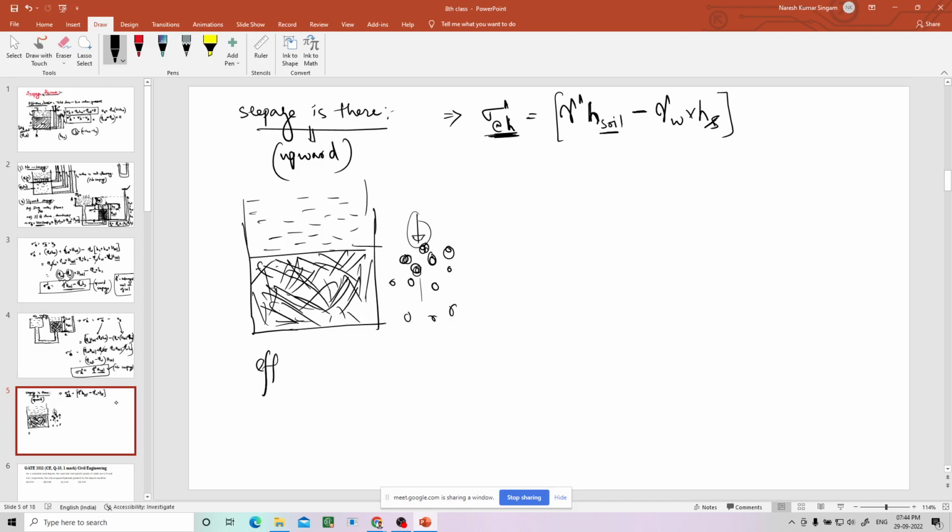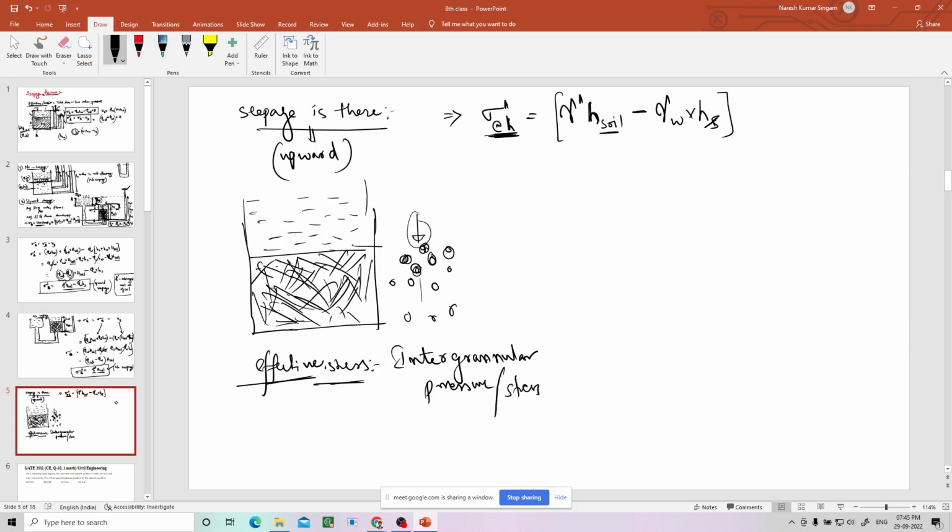Effective stress is the stress is nothing but intergranular pressure or stress.